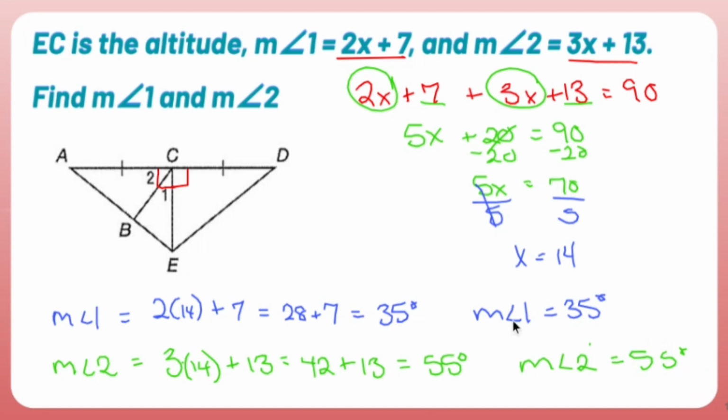These are my two answers, and this makes sense. If I add these together, 55 plus 35, I get 90 degrees, which is what angle 1 plus angle 2 is supposed to be. All right? So that's altitudes for you. Fun, fun, fun.